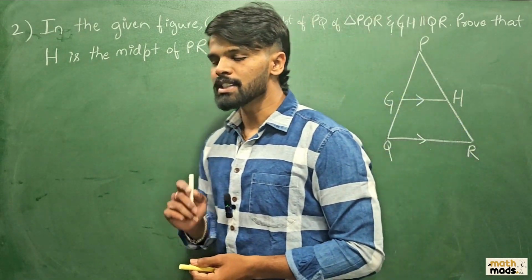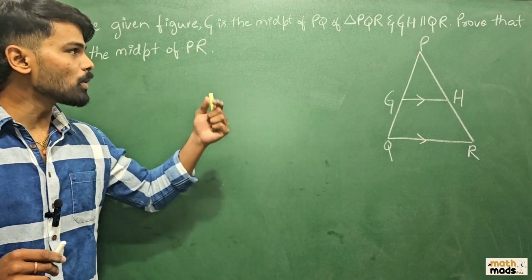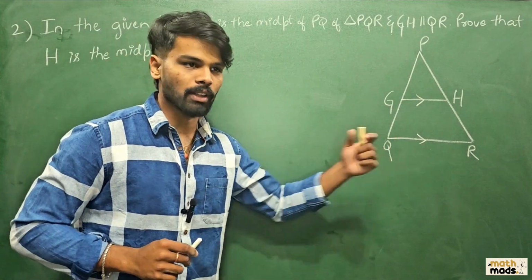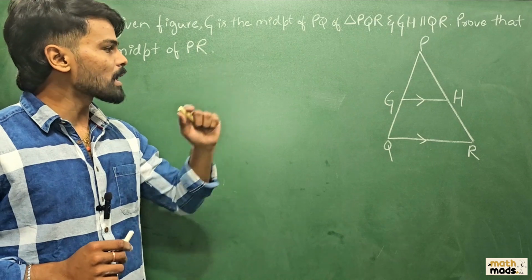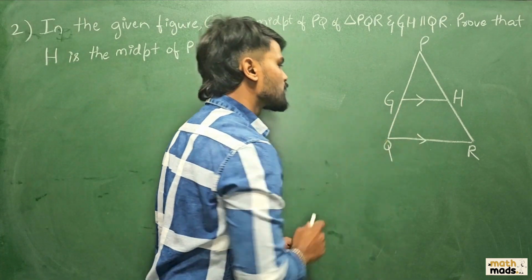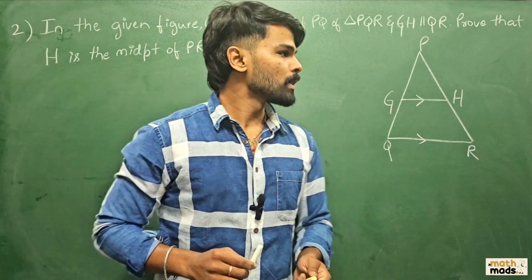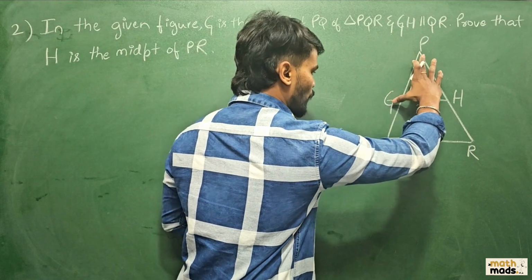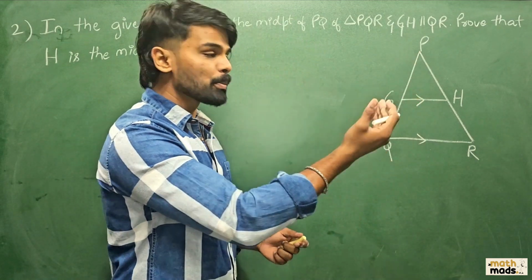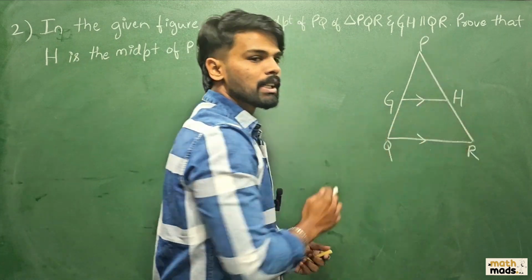In the given figure, G is the midpoint of PQ of triangle PQR. I've drawn the same. GH is parallel to QR, so we have marked it using the arrow mark. Prove that H is the midpoint of PR. So they have given for one side G is the midpoint. We have to prove that H is the midpoint for the other side.